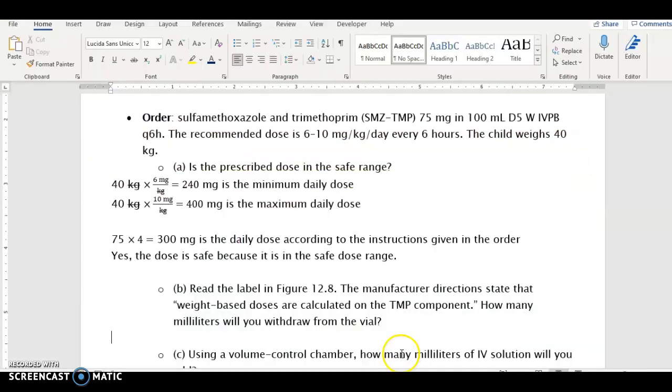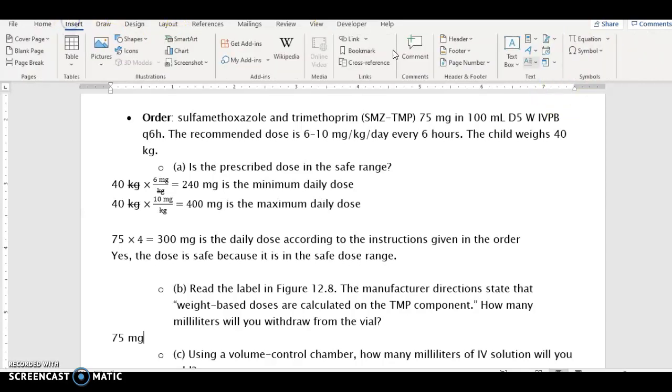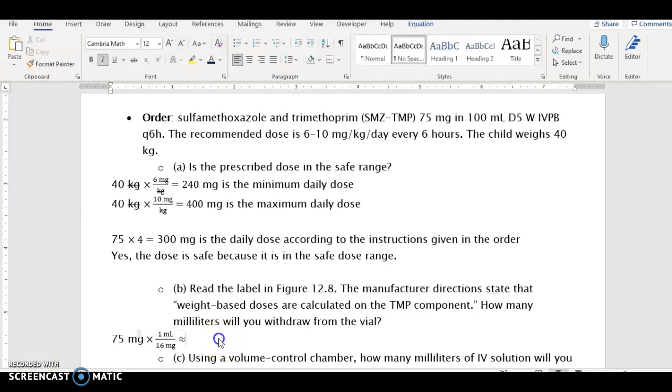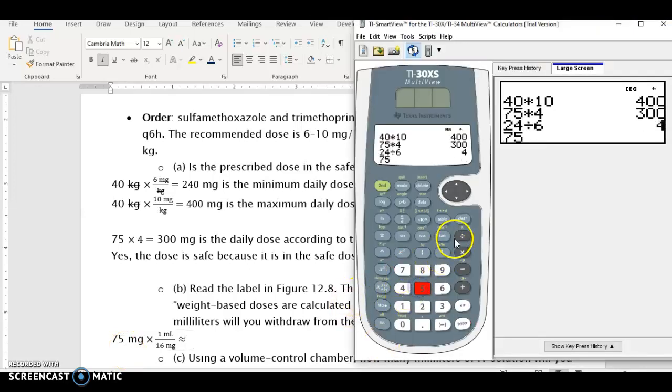Okay, so when we calculate the number of milliliters, we're going to take the 75 milligrams and multiply by 1 milliliter over 16 milligrams. Okay, so we can quickly do this on our calculators. So we're doing 75 divided by 16. And it's going to give us a nasty decimal here. So since this is a pediatric dose, we're going to round that down instead of up. So it becomes 4.6 milliliters.